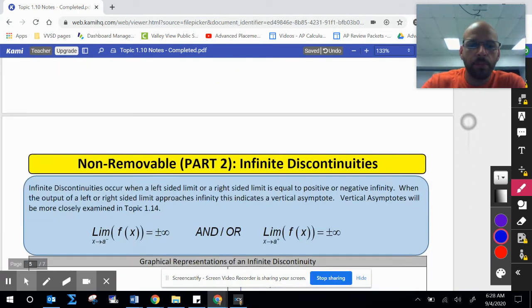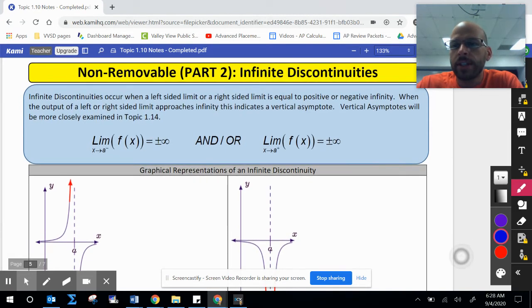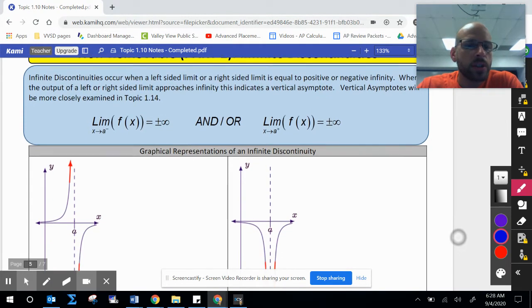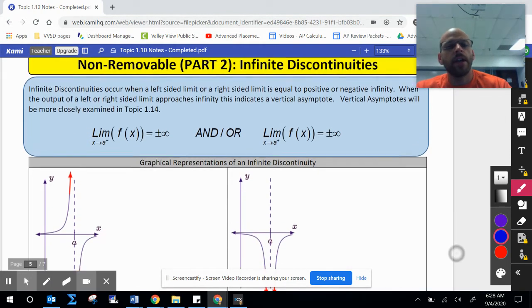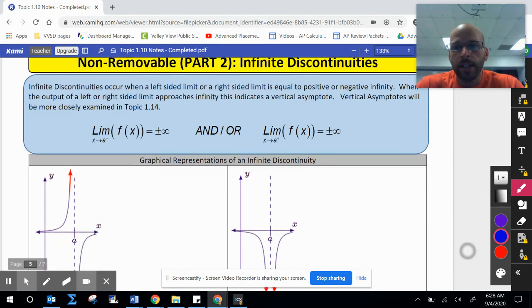Let's keep going to the next type of non-removable discontinuities. So these are types of discontinuities you cannot simplify out of your problem. And we have infinite discontinuities. And ultimately, you probably know them as asymptotes, right? Vertical asymptotes. And you have an infinite discontinuity if you approach an x value from the left or from the right. And it's or, right? So if one or the other happens, then we know that there's an infinite discontinuity. If either of those limits go to infinity or negative infinity, right, then we know we have an infinite discontinuity.